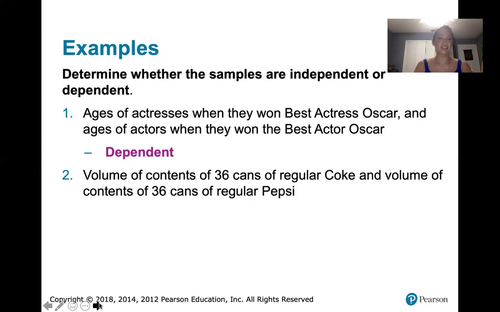Now let's say you've got volumes of contents of 36 cans of regular Coca-Cola, and you've got volumes of contents of 36 cans of regular Pepsi. Well, there would not really be a natural matching between a particular can of Coca-Cola and a particular can of Pepsi on the other side, even though they happen to have 36 cans of each of them. So that would be a couple of independent samples.